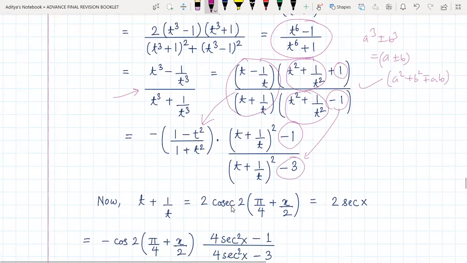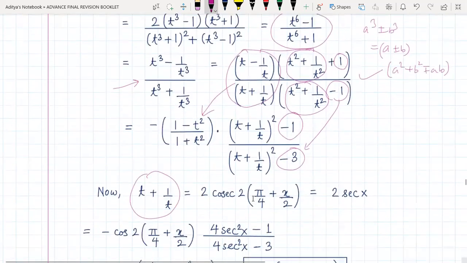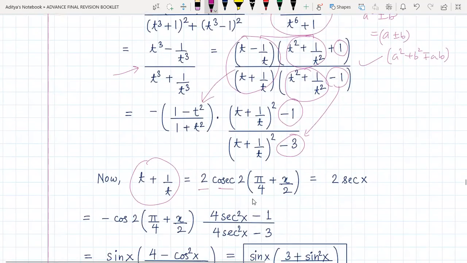Okay, now the thing is t plus 1 by t is simply tan of this quantity plus 1 upon tan of that quantity, but 1 upon tan of that quantity is cot of that quantity, which is equal to 2 cosecant twice of that quantity. So it becomes twice cosecant twice of that quantity, which is equal to, after opening this up, it obviously becomes pi by 2 plus x cosecant of this quantity, and this is equal to secant of x. So this is what we get as the 2 secant x, right?